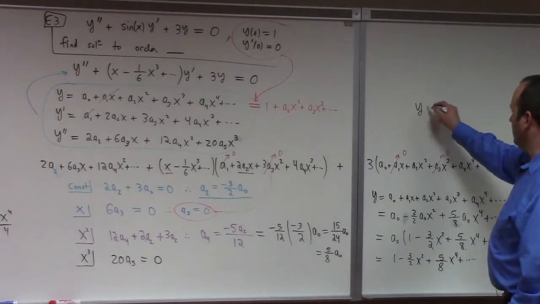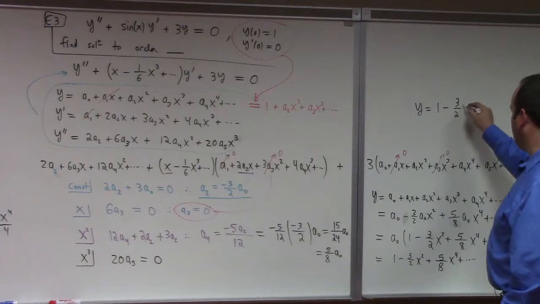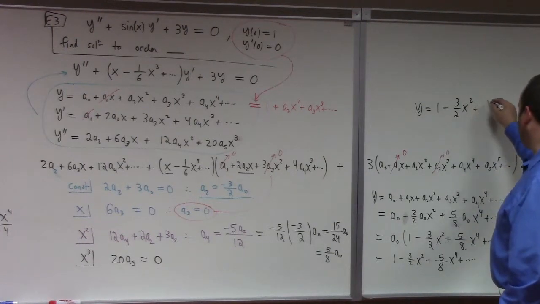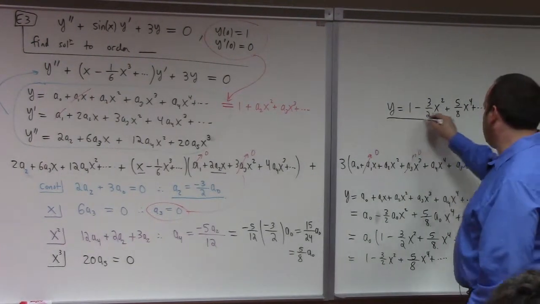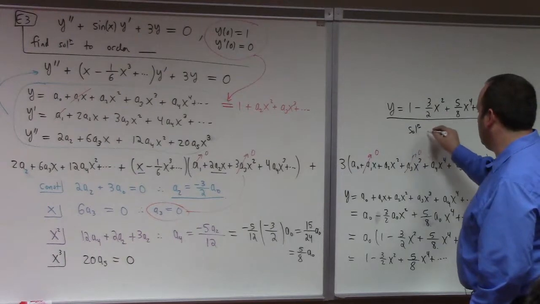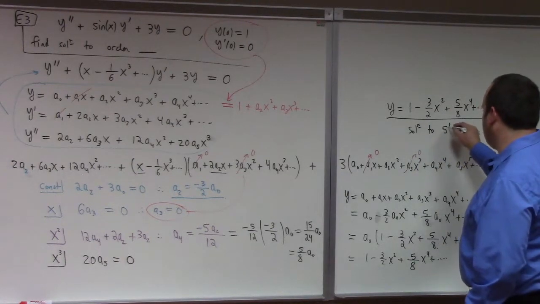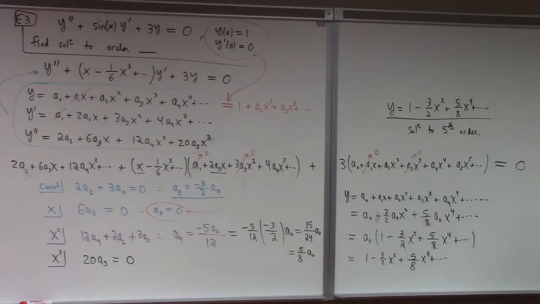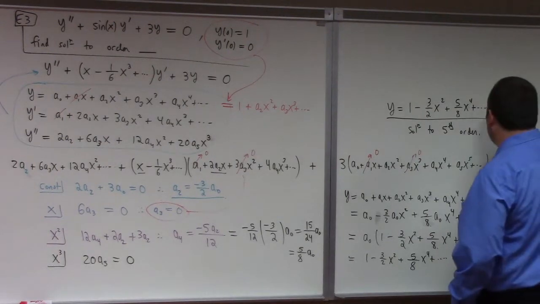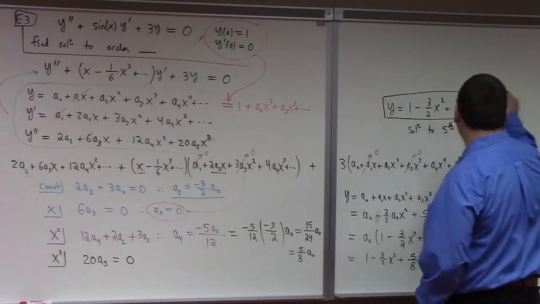So the solution is 1 minus 3/2 x squared plus 5/8 x to the 4th plus dot dot dot. This is in fact the solution, from what we've done, to 5th order, right? Because we've shown that the 5th coefficient is 0 as well. The thing we don't have knowledge about yet is the 6th power. So this is really to the 5th power, even though the 5th power is trivial. Depending on how you want to think about it, but there it is. Any questions?